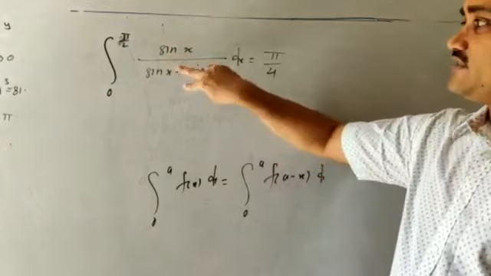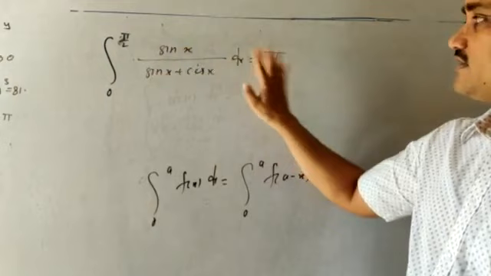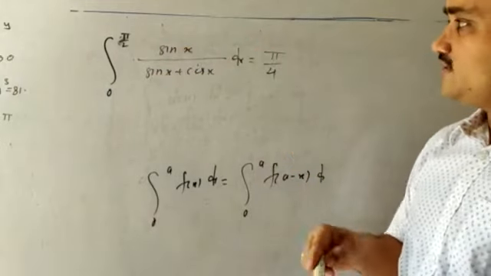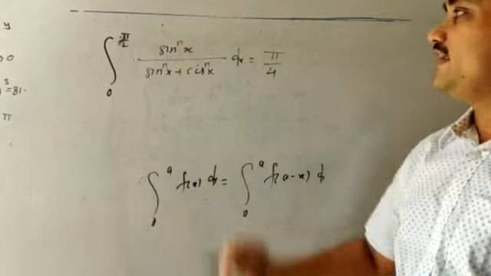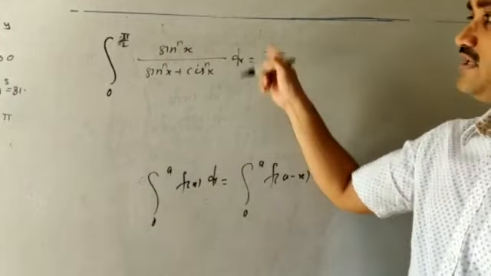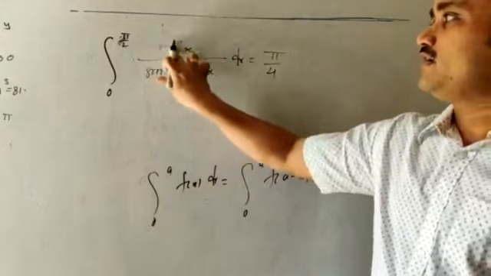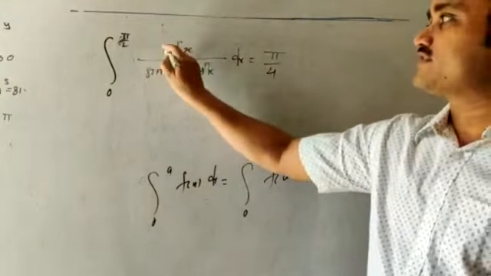Instead of sin, if I change here cos and here sin and cos, it still remains the same. You write the same thing as sin raised to n x, cos raised to n x here. Still the answer remains the same. Same if I replace this sin by cos, the answer will remain the same.